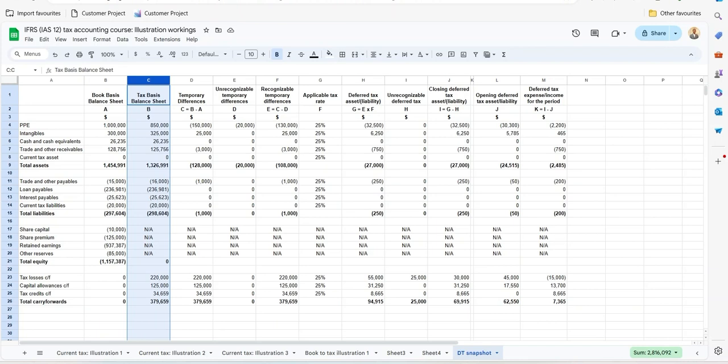And what that means is that you need to determine what the tax base of each of your assets is and what the tax base of each of your liabilities is. And that helps you to derive a tax basis balance sheet.